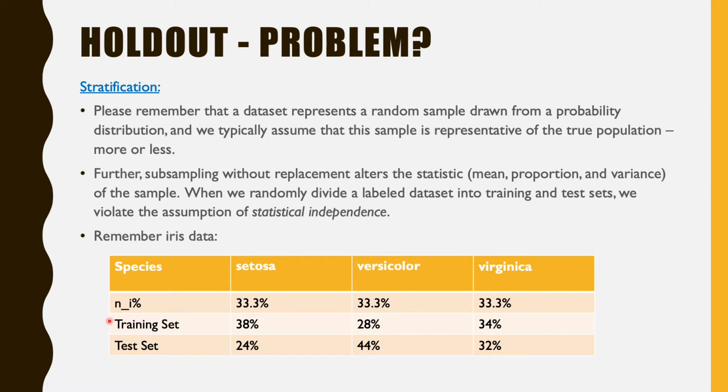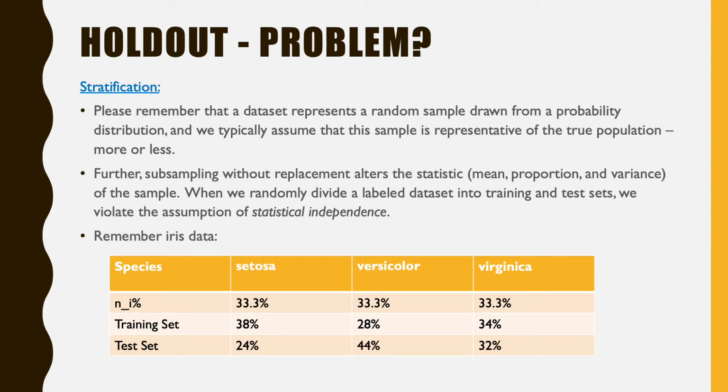This is your true population, and we just created two imbalanced data sets with non-uniform class distribution. The class ratio that the learning algorithm used to learn the model, which is the training set, is 38%, 28%, 34%. It's slightly different from the previous one. The test data, which is used for evaluating the model, is imbalanced as well, and even worse. It is imbalanced in the opposite direction actually. You have 24%, 44%, and 32%.